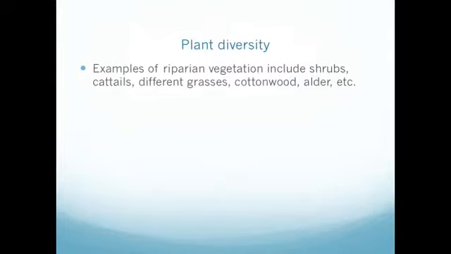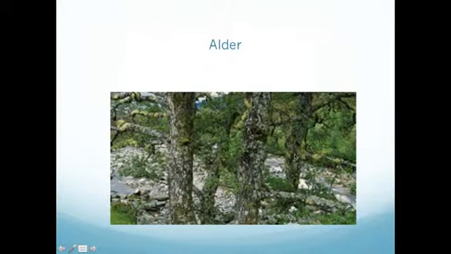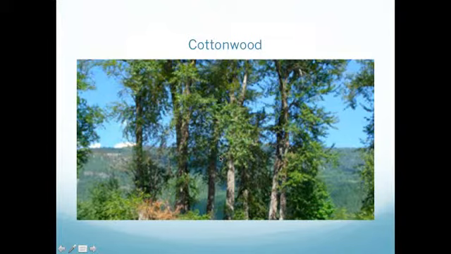Examples of riparian vegetation include shrubs, cattails, different grasses, cottonwood, alder, and etc. Here's an example of riparian shrubs. Here's a photo of alder, which is located by a stream or a river right alongside of it. Here's a photo of cottonwood.